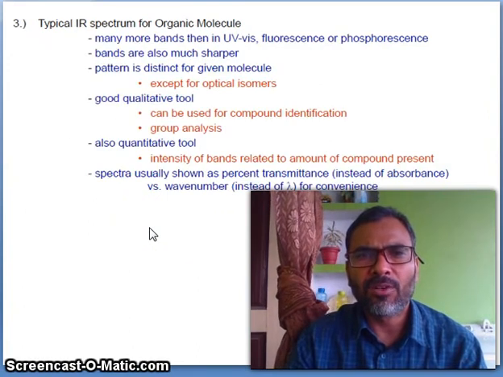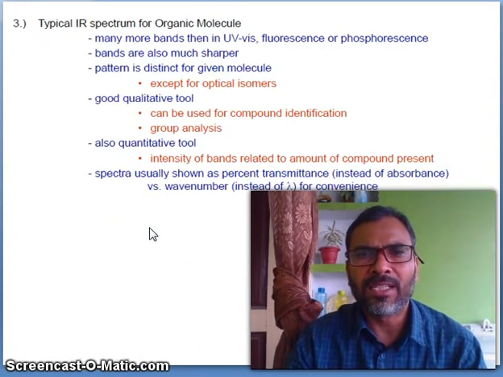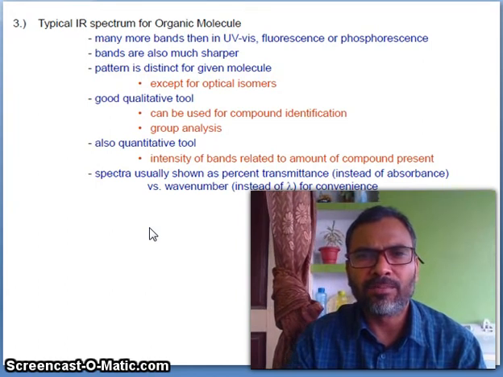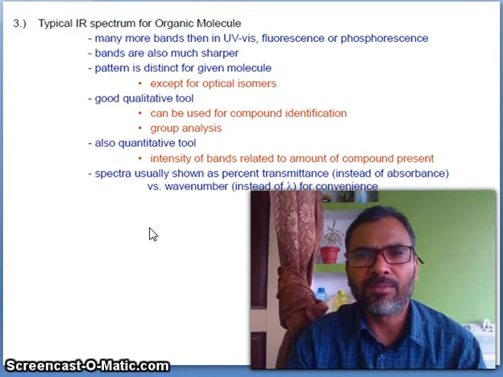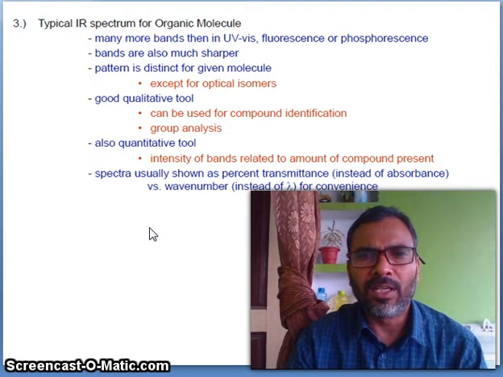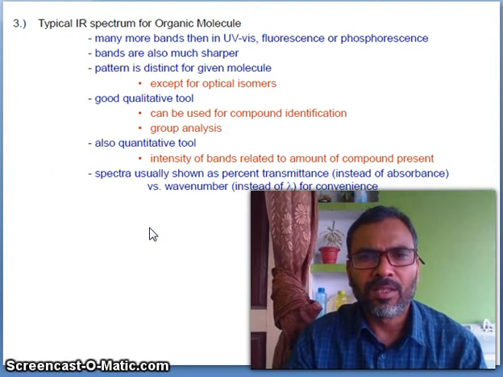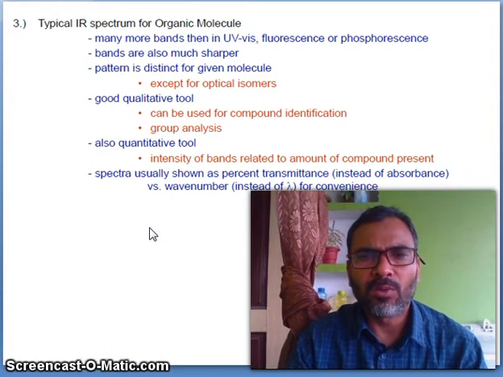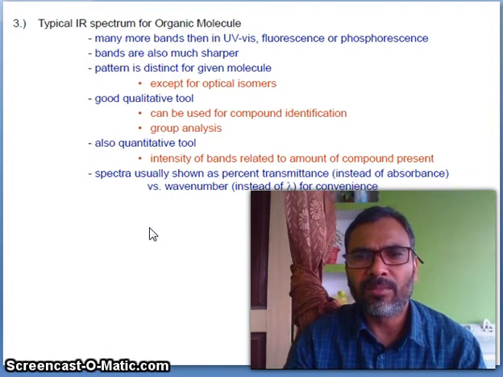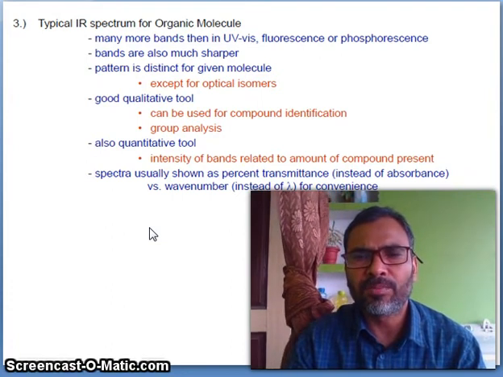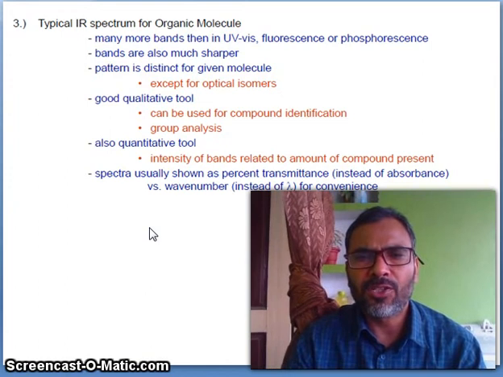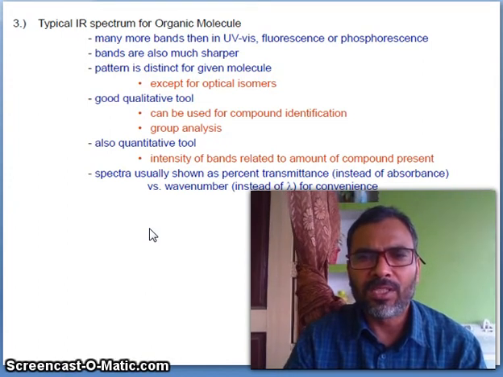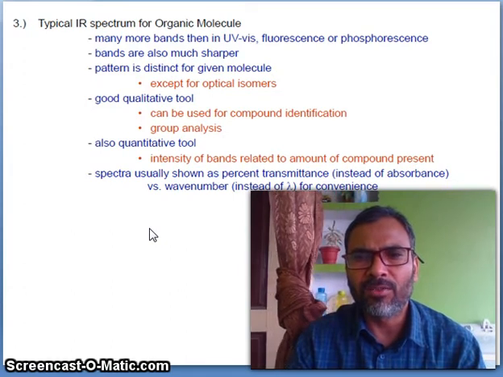Typical IR spectra for organic molecules have many more bands than UV-visible. Bands are also much sharper, with a pattern distinct for given molecules. Good quality tools can be used for compound identification and group analysis. Also quantitative tools, as the intensity of a band is related to the amount of compound present. The spectra usually show percentage transmittance instead of absorbance versus wave number instead of lambda for convenience.